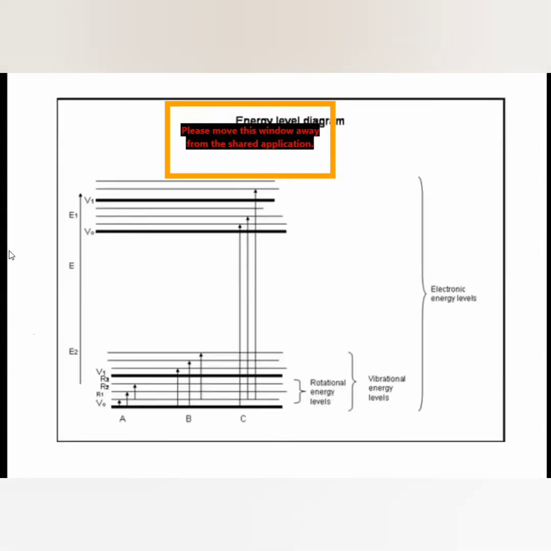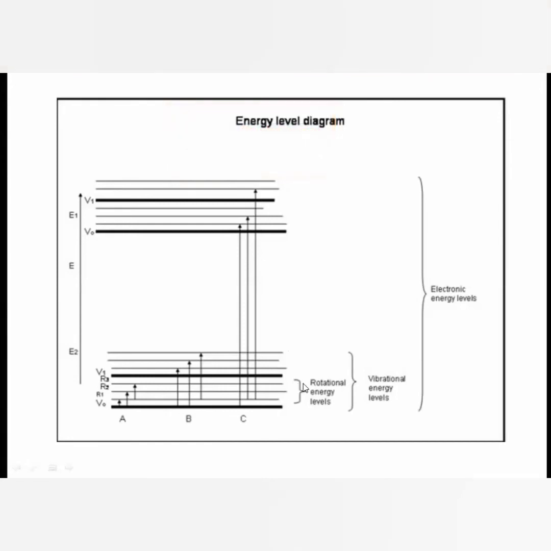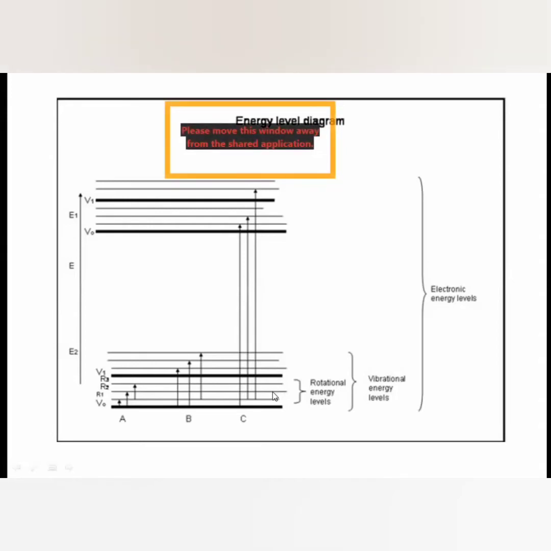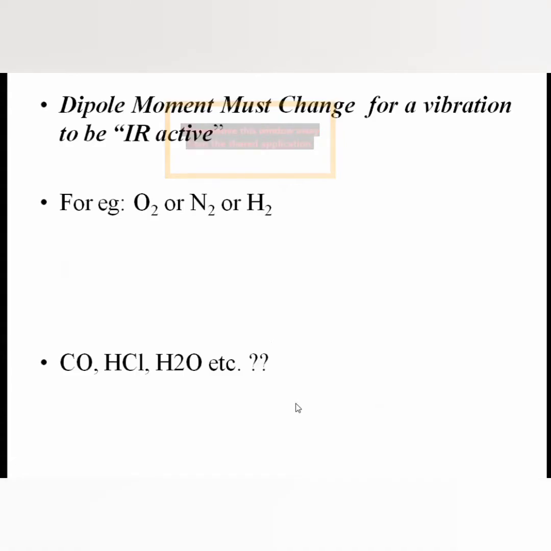As we know, this is the energy level diagram. Different electronic energy levels are there. Electronic energy levels contain different vibrational energy levels, and vibrational energy levels contain different rotational energy levels. That is, electronic energy levels are the sum of vibrational and rotational energy levels, and vibrational energy levels also contain rotational energy levels. That's why an electronic transition is known as a higher energy transition. That is the energy level diagram.